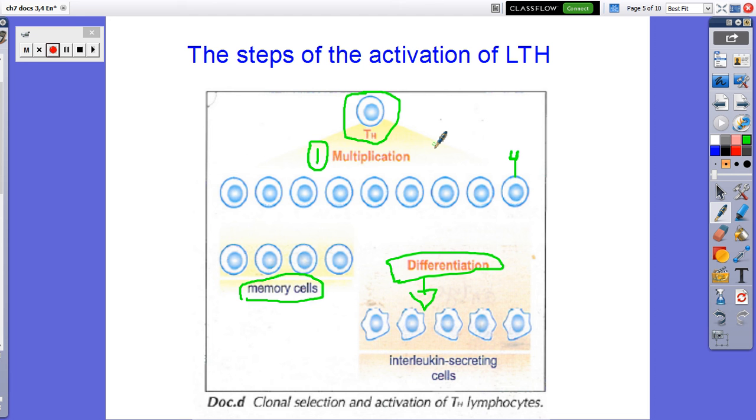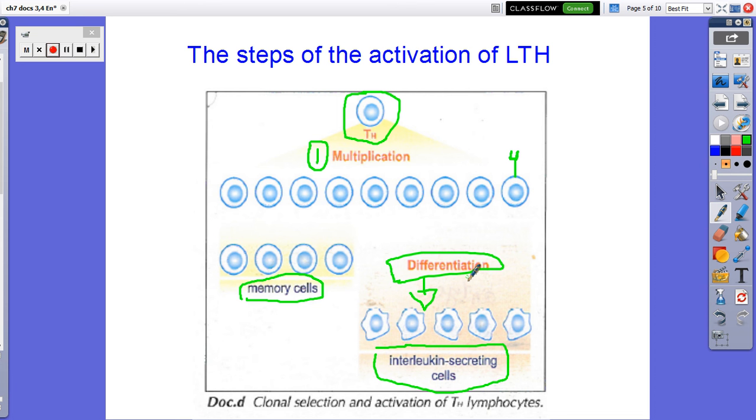The TH cell, which is the helper cell, is not a cell that kills, but a cell that plays a role in helping the other components of the immune system. In precision, this cell determines the ongoing of the specific immune response. It determines, in other words, if the non-self antigen will be killed by a humoral mechanism or by a cellular mechanism. So when TH differentiate, they become interleukin-secreting cells. After differentiation, these TH secrete chemical mediators in the blood called interleukins.